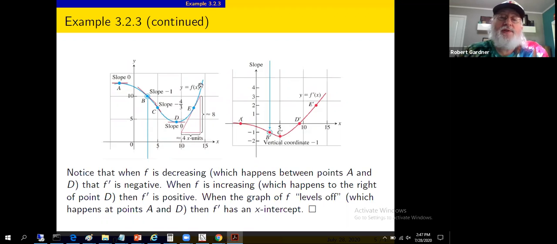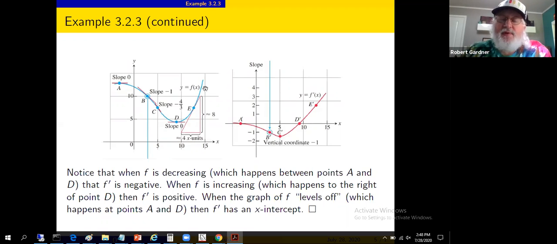Then the function changes to increasing. Well, then the derivative should change to positive because it's a rate of change. If the function's going uphill, the derivative should be positive. If the function's going downhill, then the derivative should be negative. Also, how big the derivative is reflects steepness. The biggest value of the derivative occurs over here at the right-hand side, around x equals 15. So the function should be at its steepest at a corresponding point, and it is, as reflected by the graph.